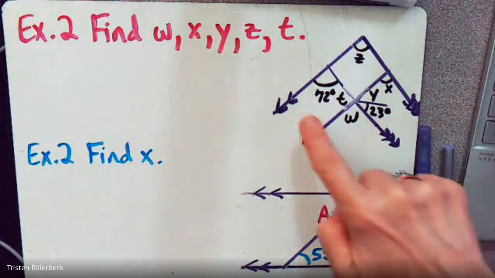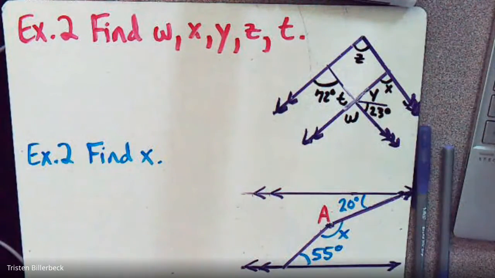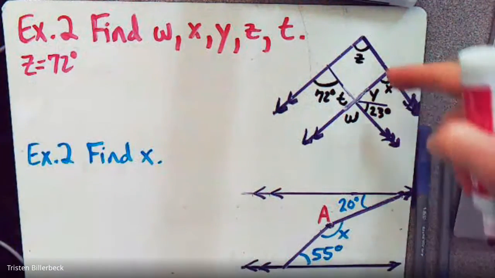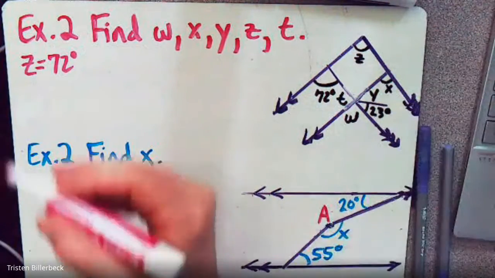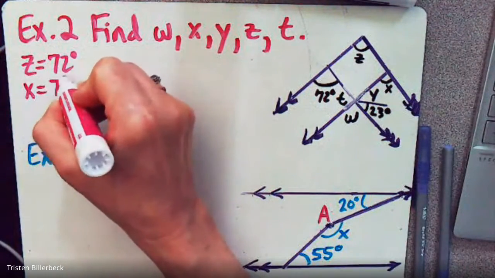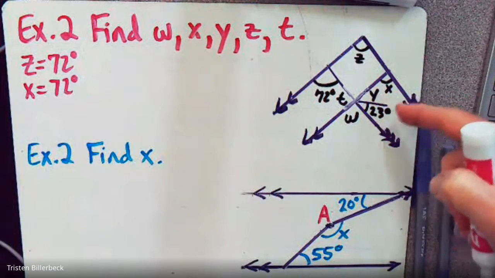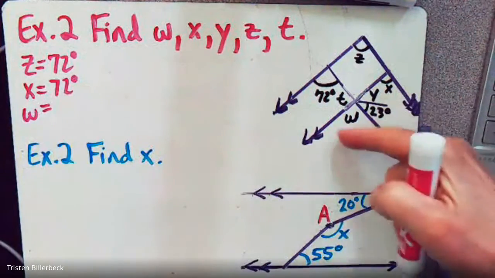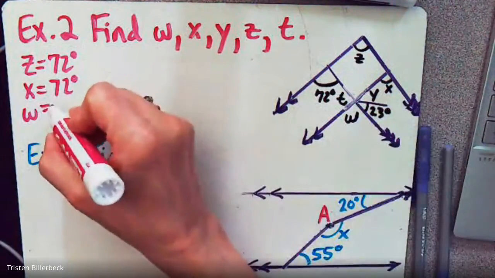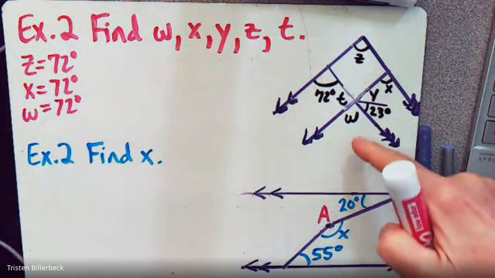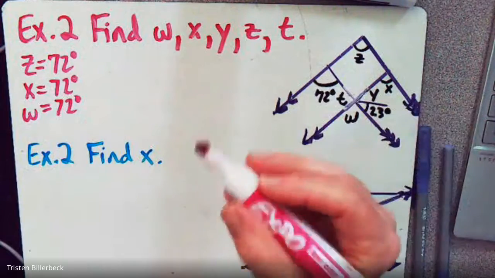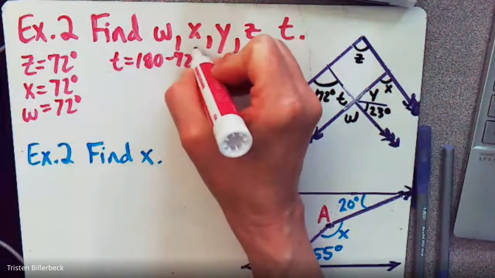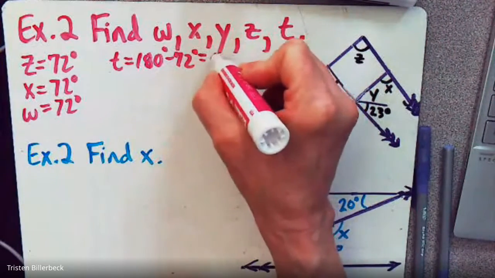All right, so from this, I know that Z is a corresponding angle, so I already know what Z is. Z is 72. And then X is a corresponding angle to Z. So that means X is 72 degrees. All right, W is also a corresponding angle to not only X, but to 72 degrees. So that's 72 degrees. So we've got all our 72 degrees. Now we have consecutive interior angles right here. So T is going to be 180 minus 72 degrees, which gives us 108 degrees.